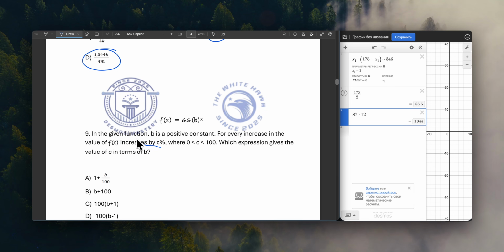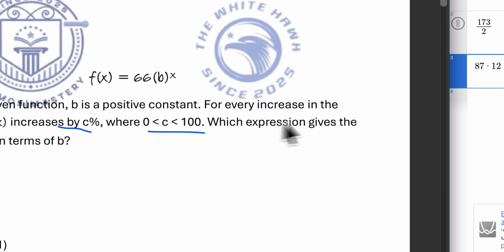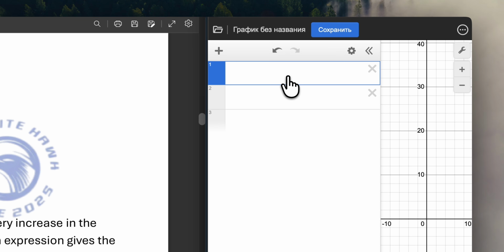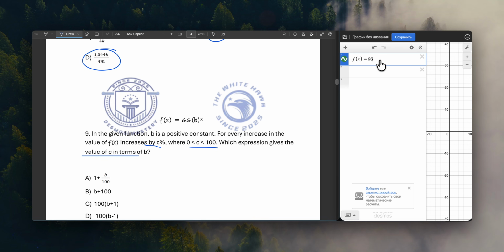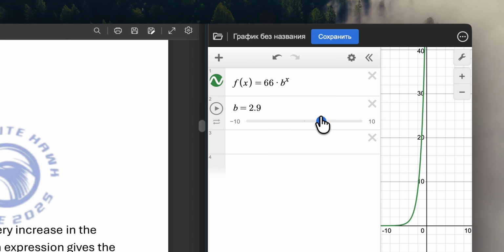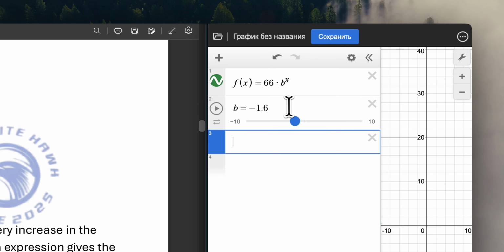We have in the given function, b is a positive constant. For every increase of 1 in x, the value of the function increases by c%, where c is between 0 and 100. Which expression gives the value of c in terms of b? So we can use Desmos in order to solve. We have the function 66 times b to the power of x. You can take b as any number, like let's take 3.